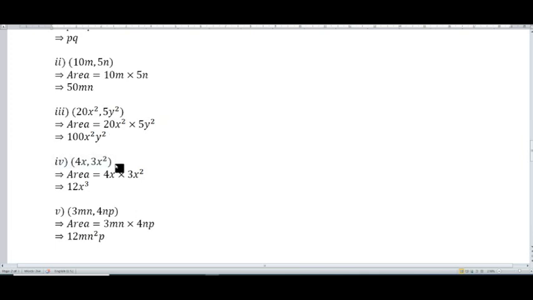In sum number 4, the same way, here we have 4x and 3x square.